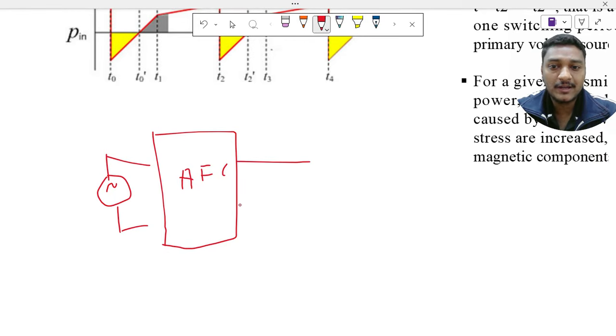Now suppose I have an AC to DC converter, that is an active front end converter, for some particular power load P. If this supply is carrying a peak current of, let us say, 30 ampere, so the supply current for the system is 30 ampere peak input current, and my power requirement is, suppose, P equal to 10 kilowatt.